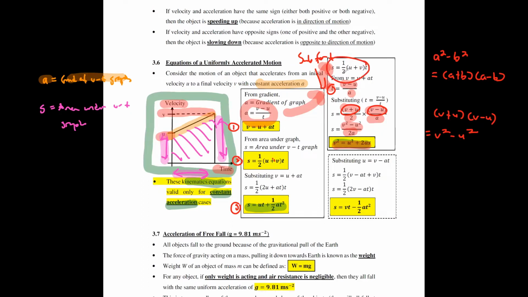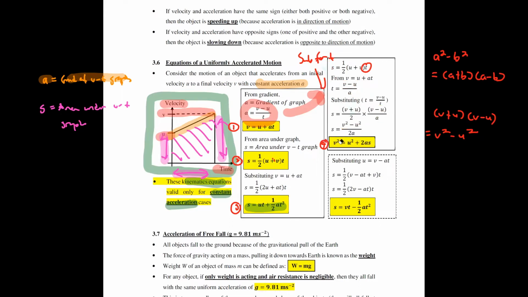So for S equals to half U plus VT, once you sub in for T, you're going to get this expression here, which in turn simplifies to this. And then you simplify it further by moving the 2A here, you're going to get V squared equals to U squared plus 2AS. This is your fourth kinematics equation.